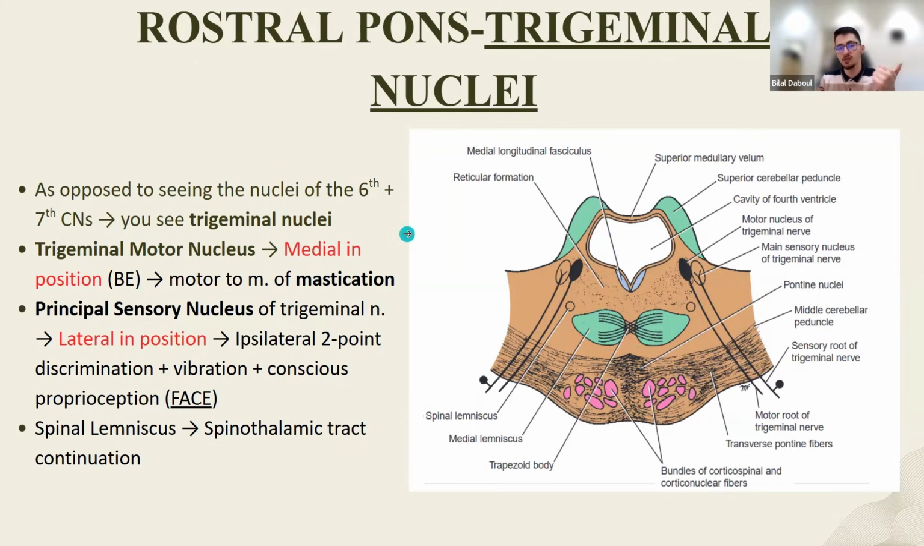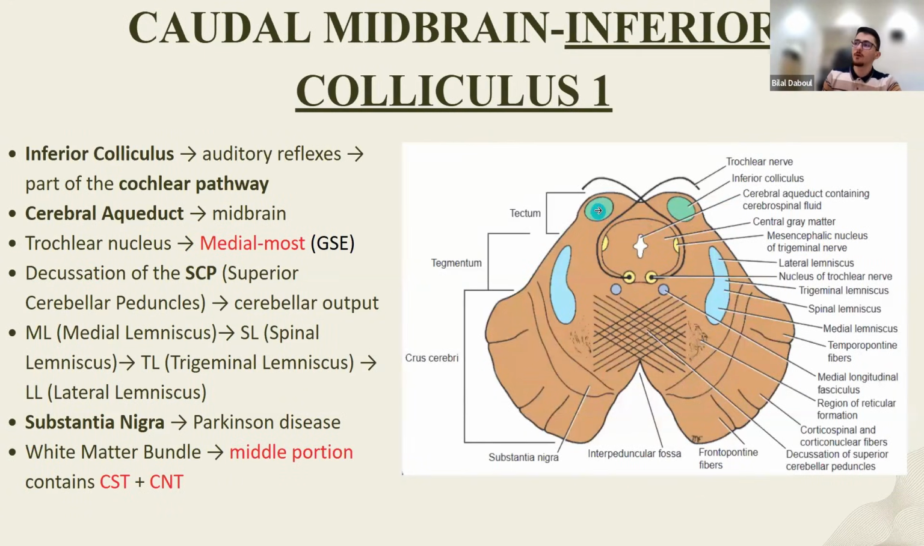Most importantly, you need to know the principal sensory nucleus and the trigeminal motor nucleus, because it's motor to the muscles of mastication involving chewing. We move to the level of the inferior colliculus, the level of the midbrain. So caudal midbrain, lower section through the midbrain, inferior colliculus. As I told you, you need to know this. The inferior colliculus is responsible for auditory reflexes, or hearing reflexes. Just memorize this. It's posterior in position. I'll start from the posterior aspect and progress anteriorly. Posteriorly, you have the inferior colliculus, which is responsible for auditory reflexes.